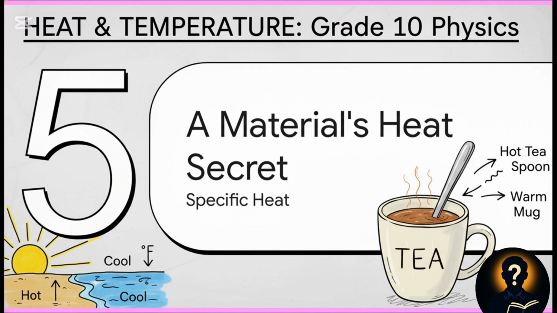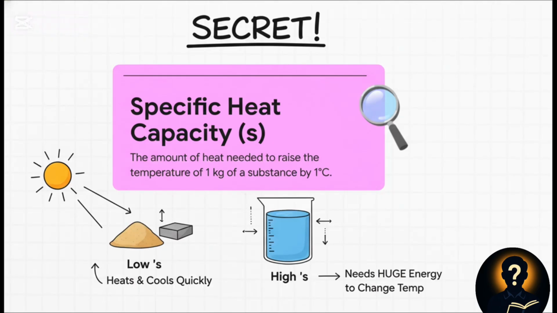The answer is a special property that all materials have, kind of like a hidden superpower. And that secret is called specific heat capacity. In simple terms, it's just a measure of how stubborn a substance is when it comes to changing temperature. Something with a low specific heat, like sand or metal, changes temperature really easily. It heats up fast and cools down fast. But something with a high specific heat, like water, is super stubborn. You have to pump a ton of heat energy into it just to raise its temperature by 1 degree.